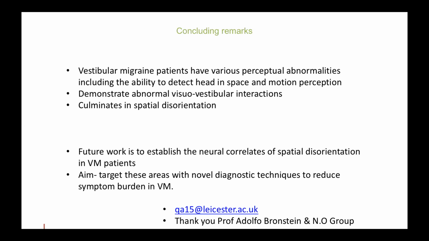So to conclude, together, we hope that we've demonstrated, or have provided some sort of evidence to convince you, that vestibular migraine patients have various perceptual abnormalities, such as Amir demonstrated, the inability to accurately detect head position in space, and also they have altered motion perception. We've shown that they have some sort of skewed or abnormal visual vestibular interactions. But the commonality throughout this talk is that the deficits that Amir has described and that I have described seem to culminate in a certain degree of spatial disorientation, which is a key feature that the patients can present with.